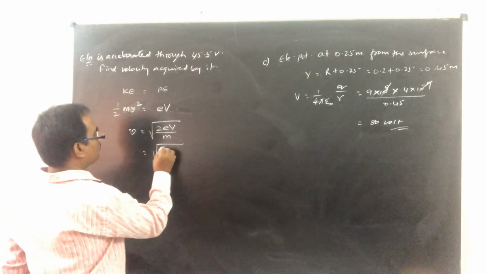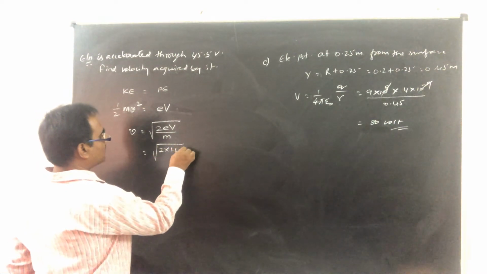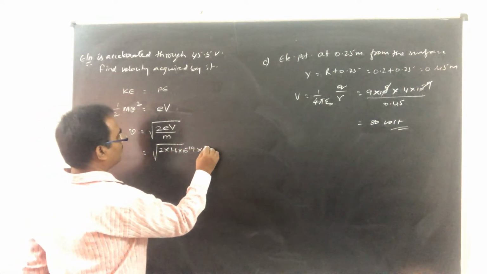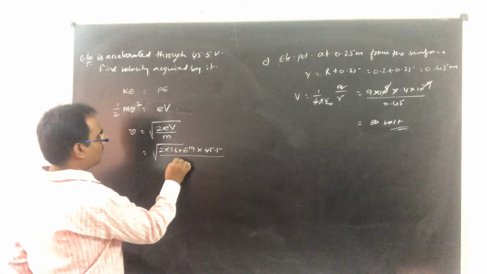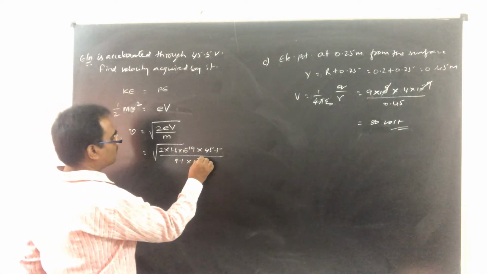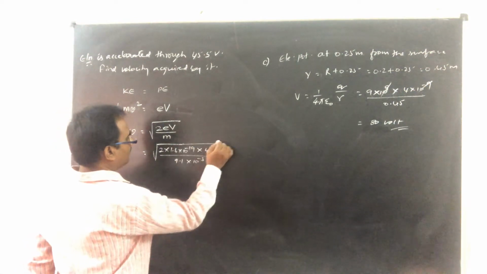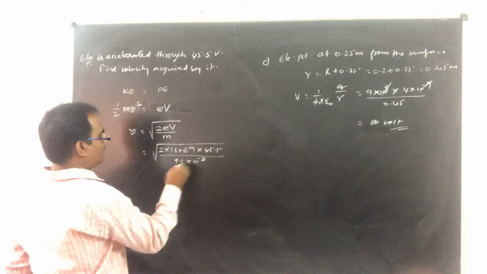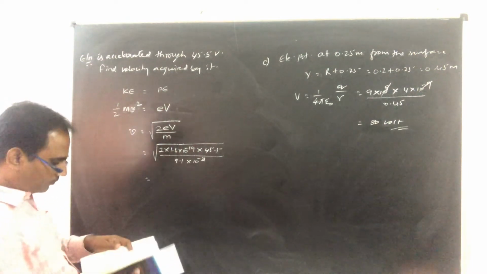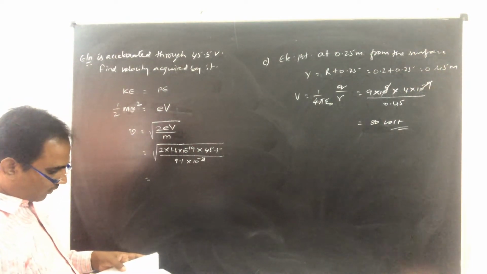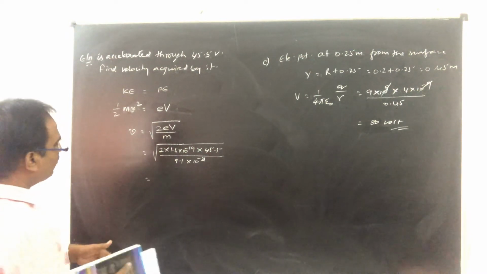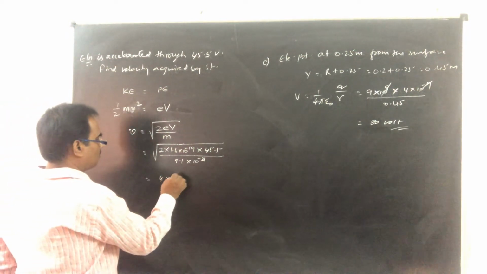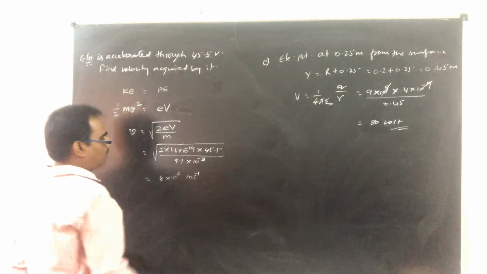Now you just substitute these values. 2 into 1.6 into 10 to the power of minus 19, into 45.5, divided by mass of electron 9.1 into 10 to the power of minus 31 kg. So you take these values and do the calculation. It comes to nearly 4 into 10 to the power of 6 meter per second.